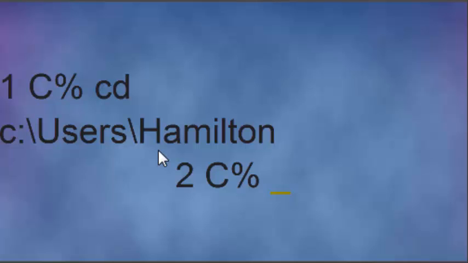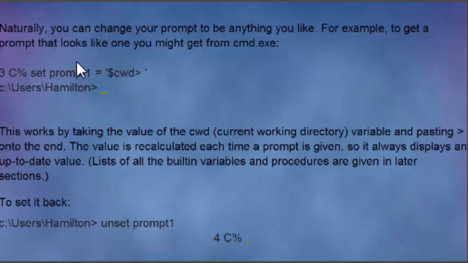Basically, this is a very old programming language, so you might find it hard to learn. Naturally, you can change your prompt to be anything you like. For example, to get a prompt that looks like what we get from cmd.x, write this code. This works by taking the value of the CWD, the current working directory. It lists all the Boolean variables, and procedures are given in later sections. To set it back, you have to type this in your programming code, 4% of C.